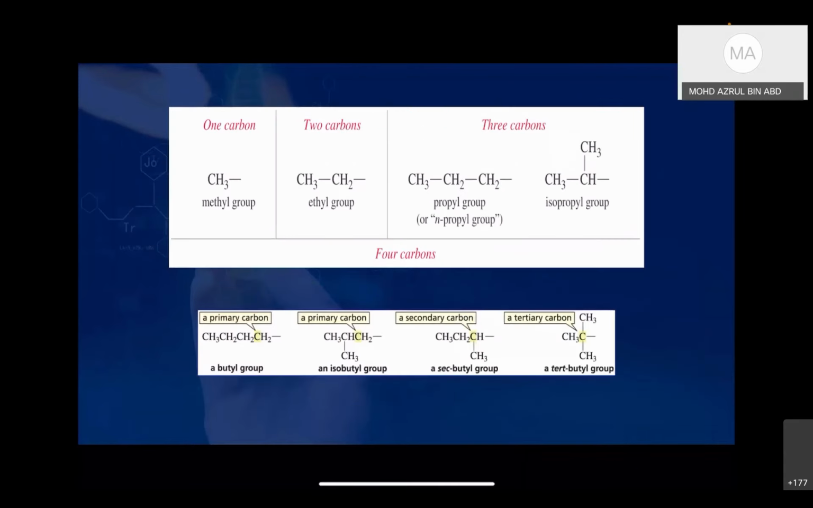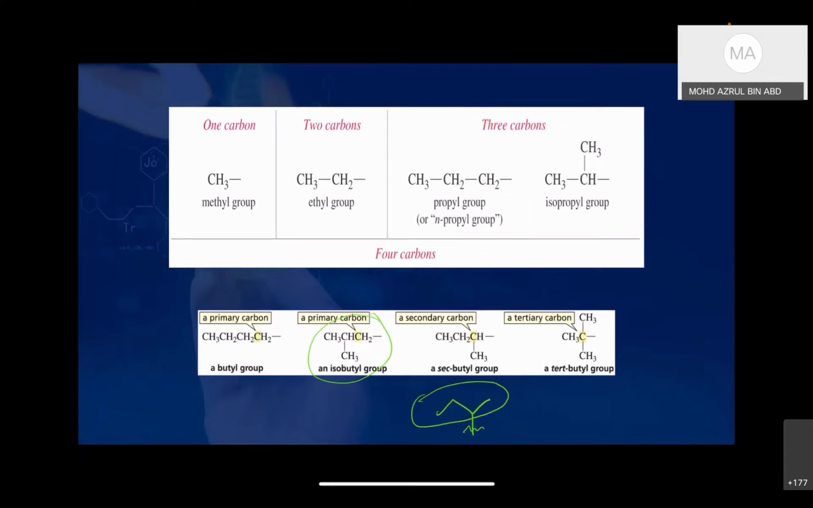So this is another substituent: butyl and isobutyl. Isobutyl is also like a fork shape, but with 4 carbon. And if you want to draw the butyl in the skeletal structure, you can draw it like this one. So this is the isobutyl.